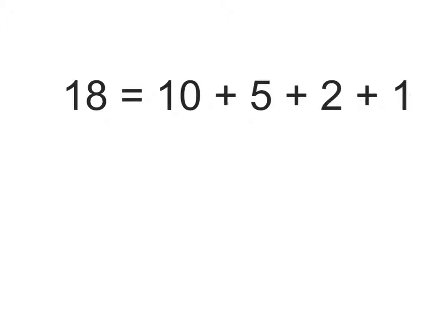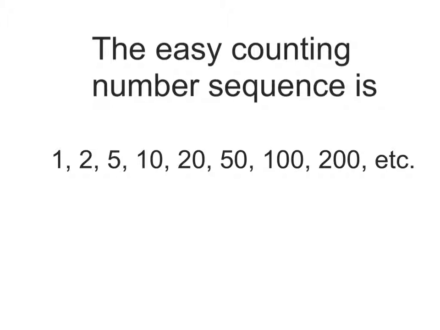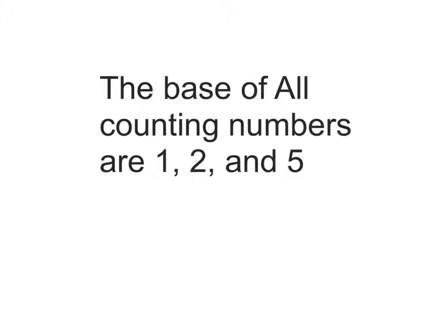The number 18 is broken down into 10 plus 5 plus 2 plus 1. It has 4 of the 5 easy counting numbers we're going to be using in this video. The easy counting number sequence is 1, 2, 5, 10, 20, 50, 100, 200, etc. As you can see, all of them begin with 1, 2, or 5. The base of all easy counting numbers are 1, 2, and 5.